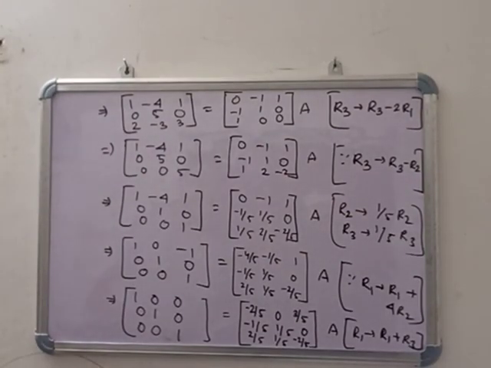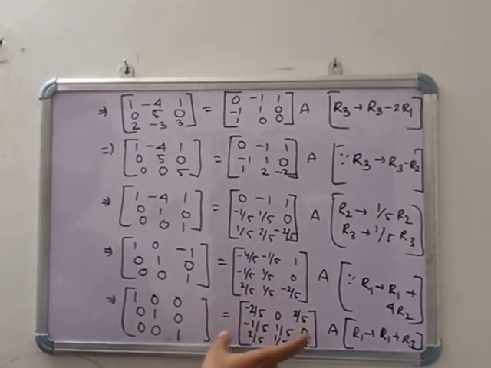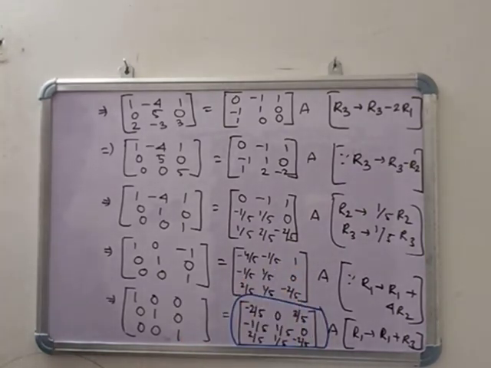so we get I here, this is I3 and this is B, and this is the A inverse of the given matrix. Okay, so this is the answer. This is the A inverse of the given matrix.